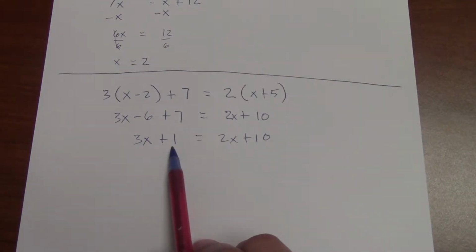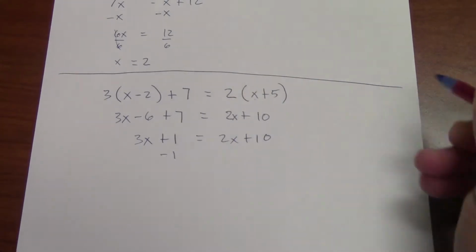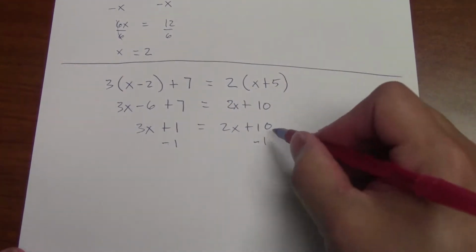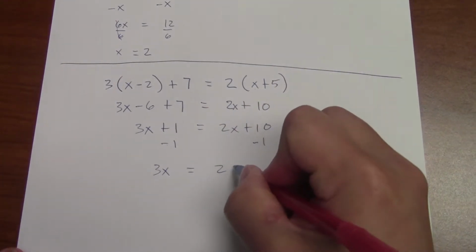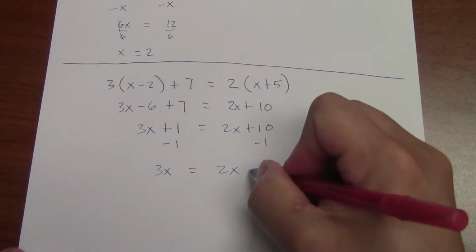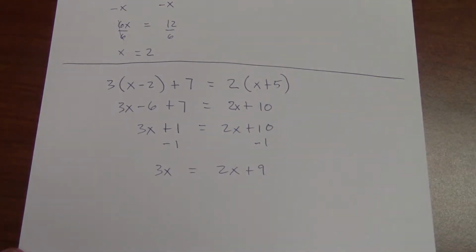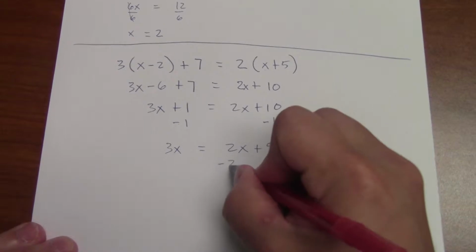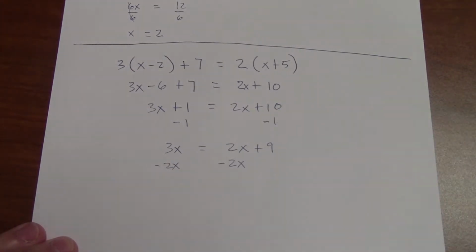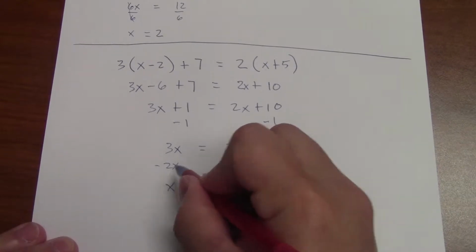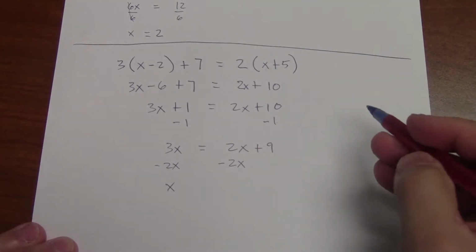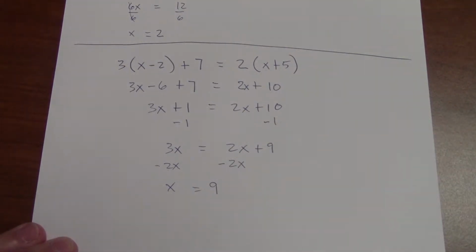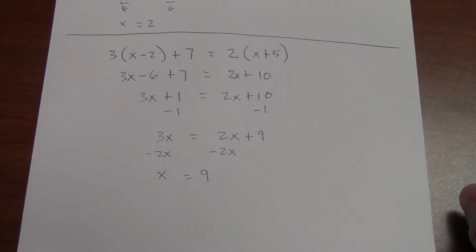Let's get this 1 on this side. So I'm going to subtract 1 from both sides. Those cancel. I'm left with 3x is equal to 2x, 10 minus 1 is 9. Now I want this x on this side, so I'm going to subtract 2x, minus 2x. And I'm left with 1x on this side, because 2 taken away from 3 is just x, it's positive. Equals, these cancel out, and I'm left with 9. That's all there is to that.